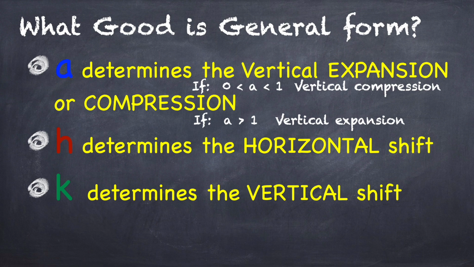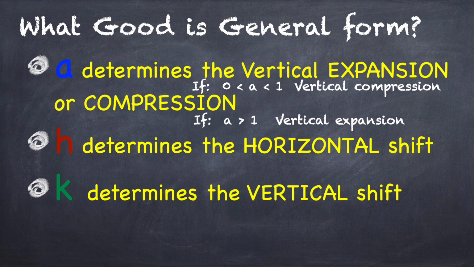So if our A value is greater than 1, it could be 1.1. It could be 5/4. 5/4 is an improper fraction. It actually has a value of 1 1/4. So that's greater than 1. So we would have a vertical expansion. My output of my transformation is larger than the output of my parent function.